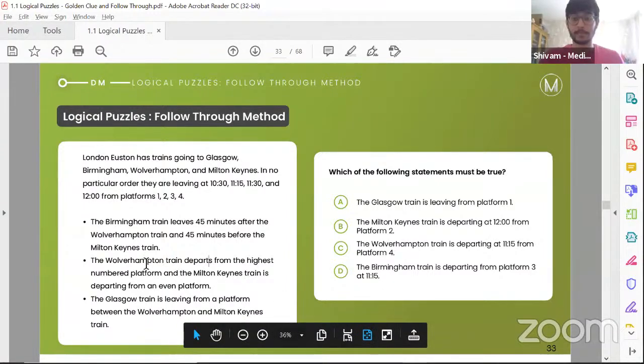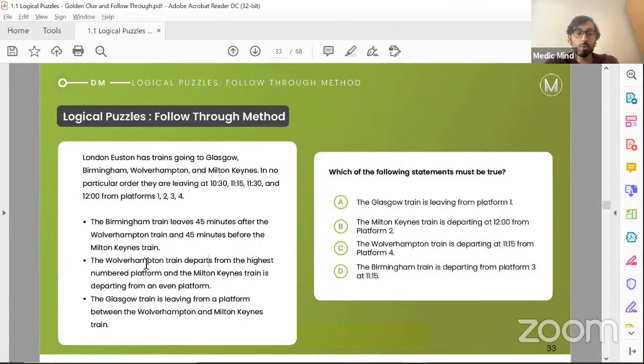Yeah, because if we just relied on that information, we would have put C wrongly, because we know that Wolverhampton doesn't leave at 11:15. Exactly. So we would have seen the Wolverhampton train departs on the highest numbered platform. We'd have looked here and seen Wolverhampton and platform four, and we might have chosen that straight away. That's why we need to use the combination of the golden clue and also the follow through method here.